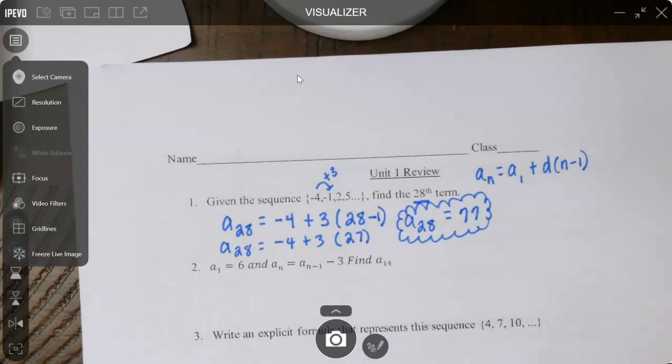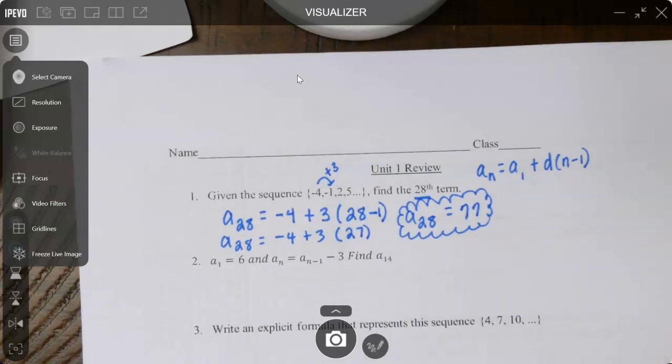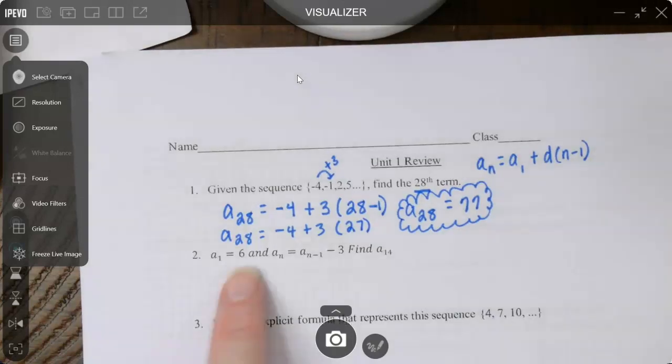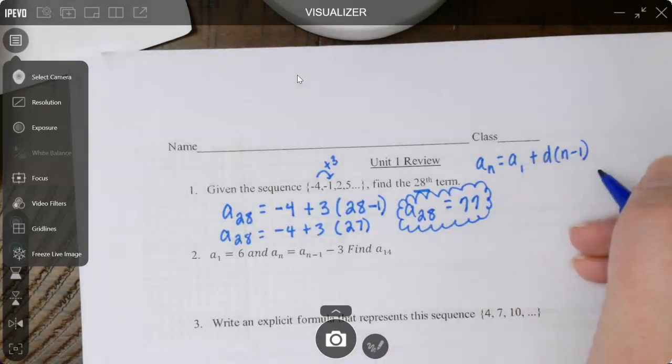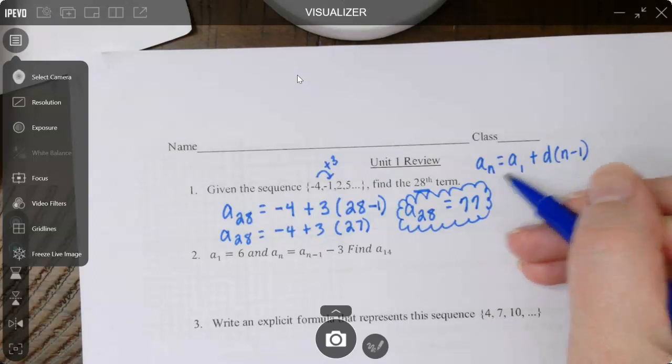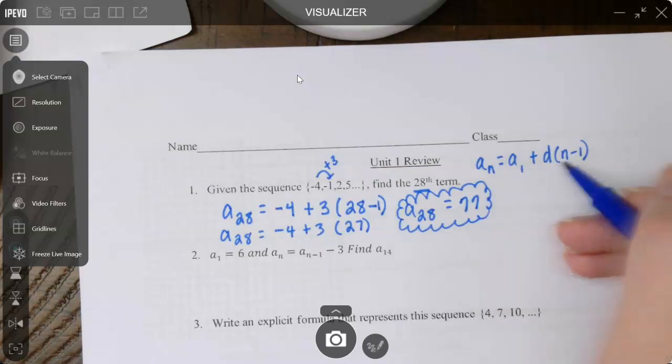Number 2, it says if a sub 1 equals 6 and a sub n equals a sub n minus 1 minus 3, find the 14th term. Okay, this tells us our first term is 6. Your common difference is -3. And we want to find the 14th term. So we're basically using this same formula. N is going to be 14, a1 is going to be 6, and your common difference is -3.